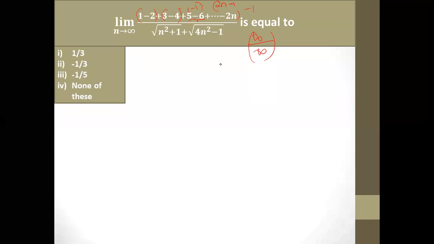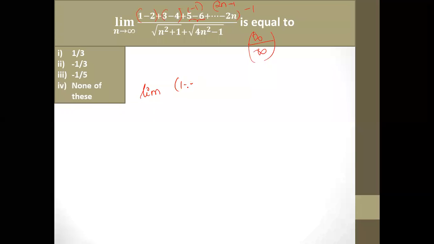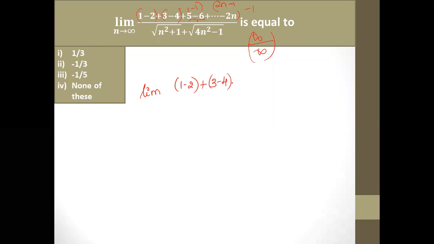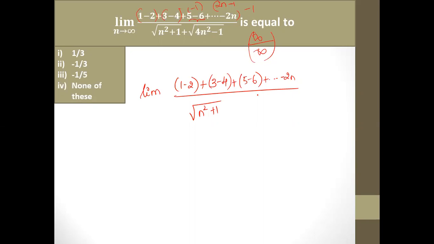So my numerator can be written as, the limit of 1 minus 2 plus 3 minus 4 plus 5 minus 6 plus so on minus 2n, divided by square root of n square plus 1 plus square root of 4n square minus 1, as n tends to infinity. If you take pairwise, it is minus 1 repeated n times. So the numerator changes to minus 1 into n.